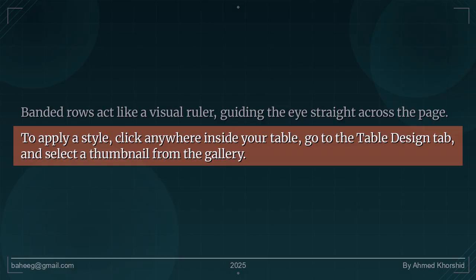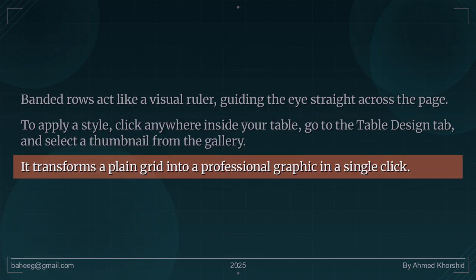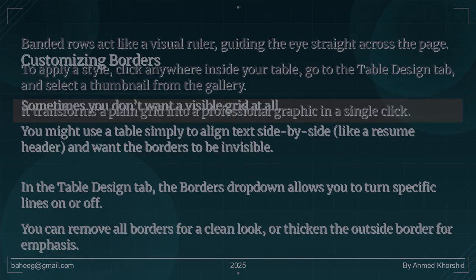To apply a style, click anywhere inside your table, go to the Table Design tab, and select a thumbnail from the gallery. It transforms a plain grid into a professional graphic in a single click.